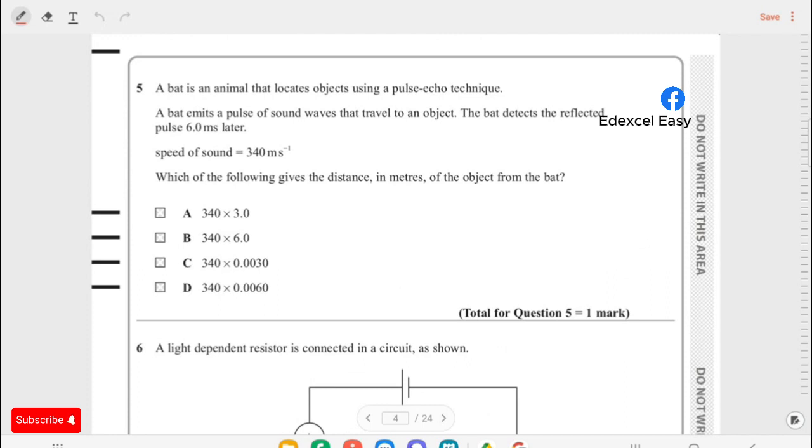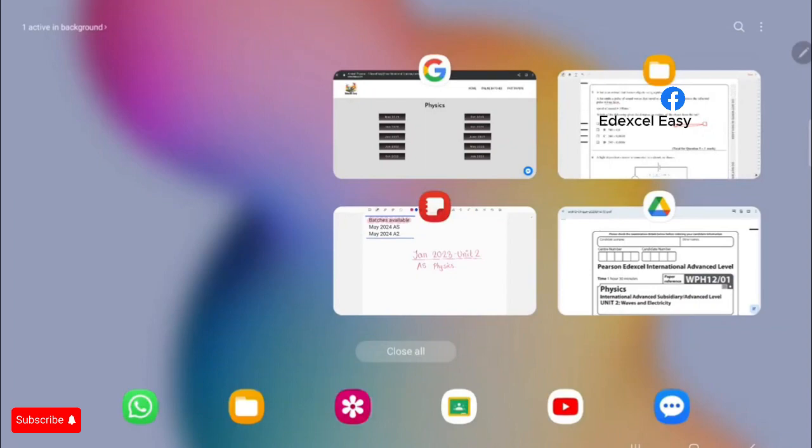A bat is an animal that locates objects using a pulse echo technique. A bat emits a pulse of sound wave that travels to an object. The bat detects this reflected pulse 6 milliseconds later, and the speed of sound is 340. Which of the following gives the distance in meters of the object from the bat? Now over here, obviously this is an example of reflection or echo. Let's say this is the bat and there's an object over here. The bat emits a sound, so it travels a distance d, and then it gets reflected back to the bat's ear, so it travels twice the distance.